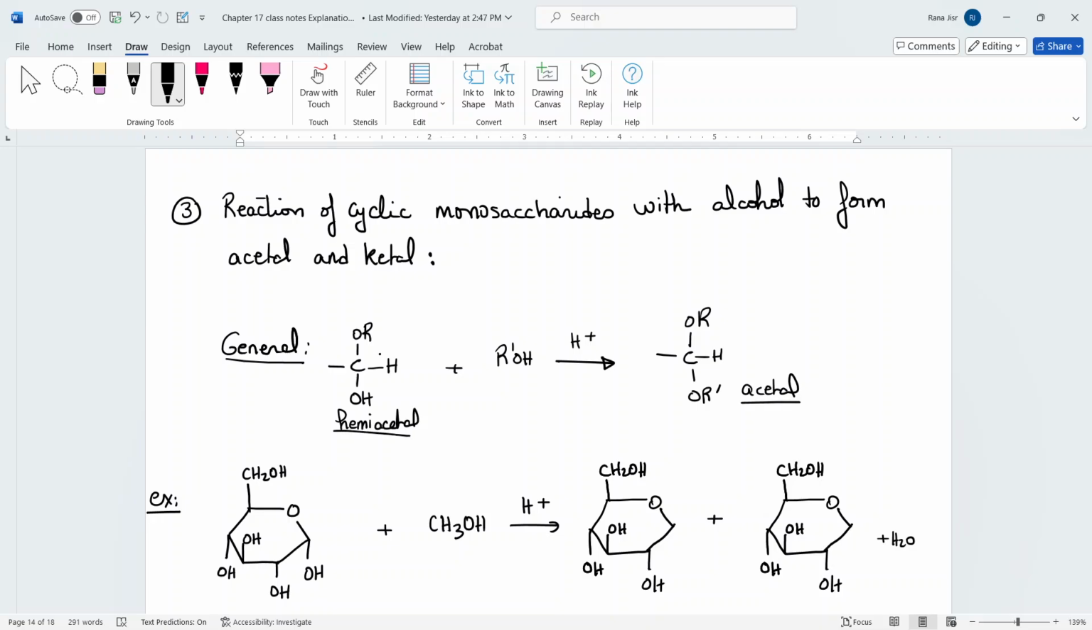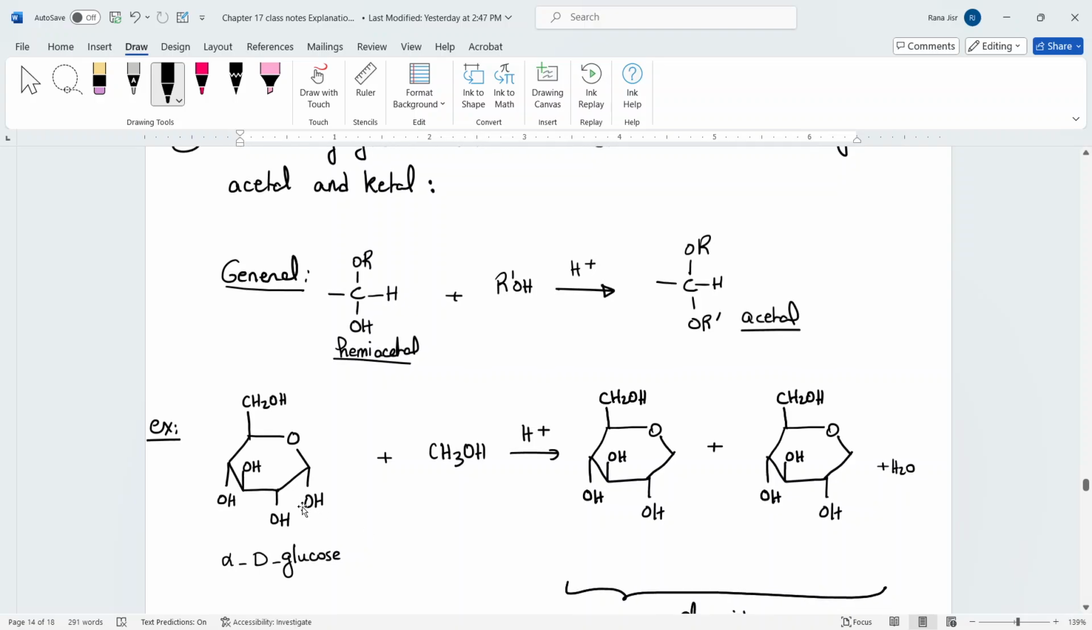We are going to follow that same general reaction over here. So we have a hemiacetal. We are starting with a monosaccharide. This is a pyranose cycle of alpha D-glucose, and that is a hemiacetal. When I want to check if my cyclic monosaccharide is an acetal or a hemiacetal, all I need to look for is at that anomeric carbon over here. So this is my anomeric carbon.